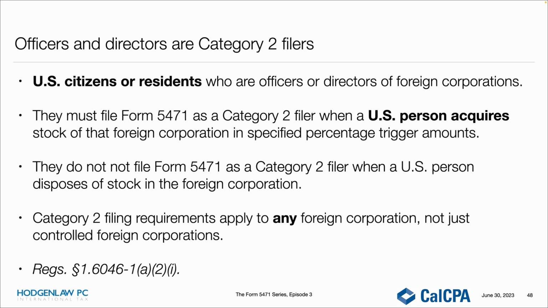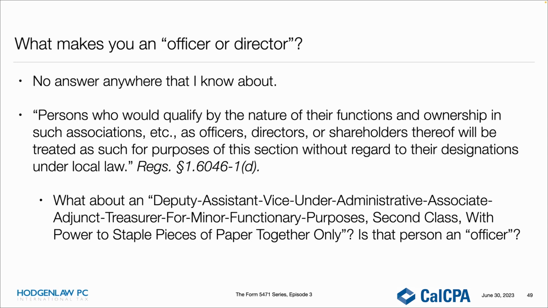Okay, and what happens? A U.S. person acquires stock, ignoring the captive insurance stuff. And note that this is any foreign corporation. It doesn't mean a controlled foreign corporation. What makes you an officer and director? I don't know.